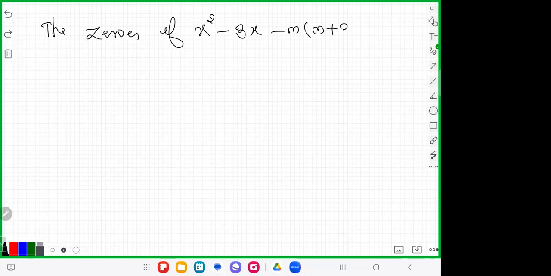Then the next question. The next question is actually a CBSE 2020 question. This is a CBSE board exam question. We need to find the zeros of x square minus 3x minus m into m plus 3. This is a special type of question.